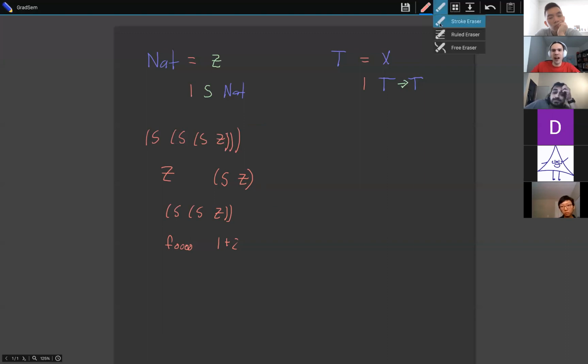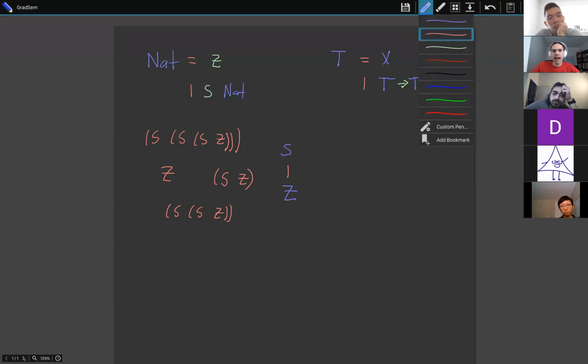Let me show you one other way to view it. You can actually view anything constructed as a grammar. It's actually not that good to view them as strings. The better way is to view them as trees. So for example, if I have z, that's a natural number, I can use a constructor to construct a tree whose root is s. And then if I have that tree, I can use that tree as a child to another tree whose root is also s.